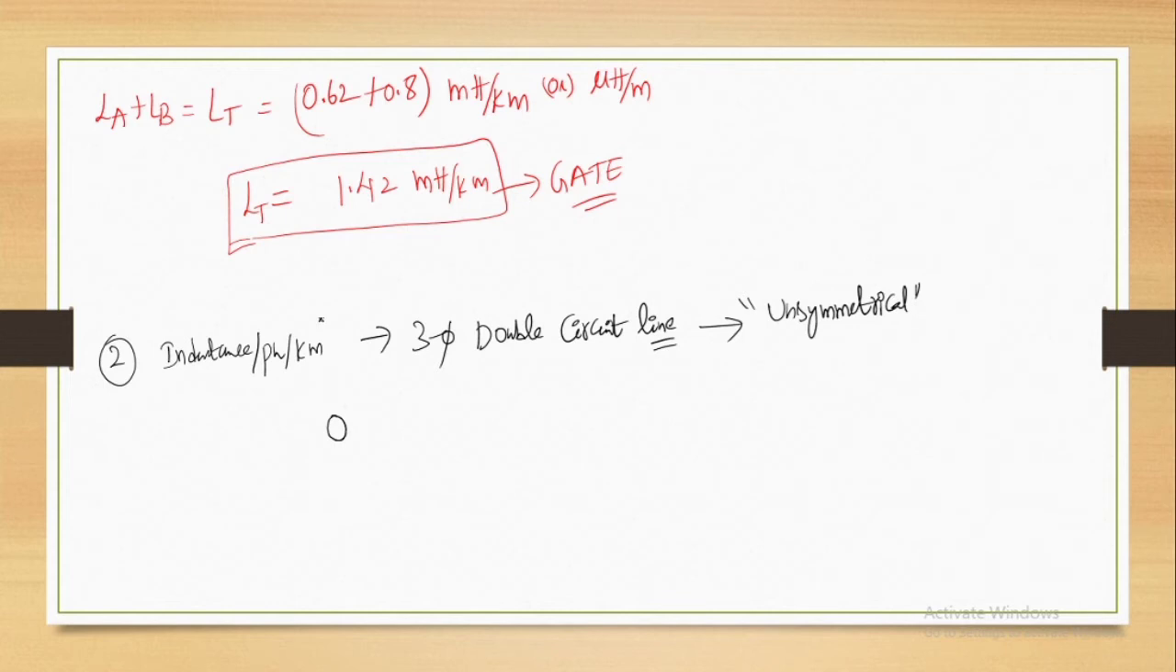Each circuit of the line remains on its own side even though we are doing the transposition, and the diameter of each conductor is given as 2.532 centimeters. This is the problem, and the arrangement is given with the help of this diagram. Okay, let me draw the arrangement in the next page. The conductors of the double circuit line are arranged like this.